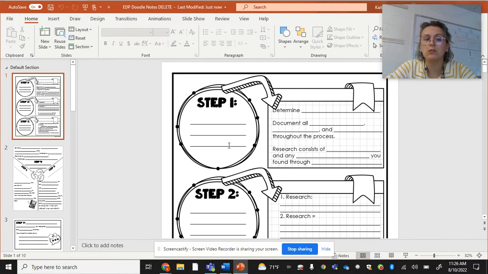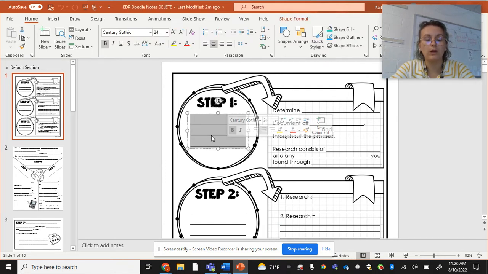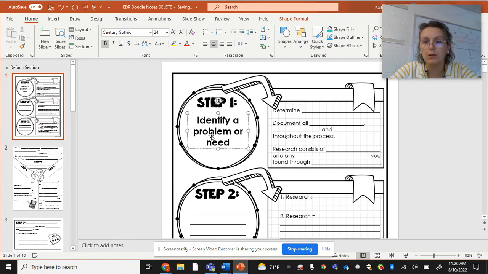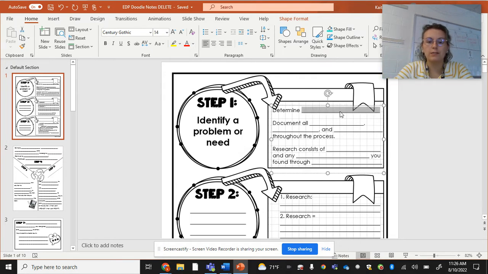The first thing that you have to do, step one, is to identify a problem or need. Okay. So let's pretend that you are at home on Sunday and you wake up and you're starving, like you didn't eat very much the night before, and you smell something coming from the kitchen. What would your problem be? Your problem is that you're hungry. And your need is that you need food. So again, that first step is to determine what the problem or need is.